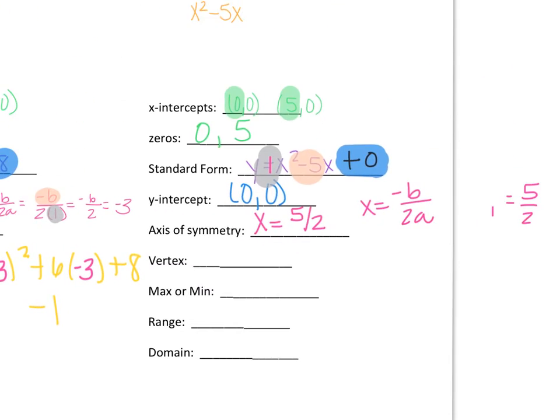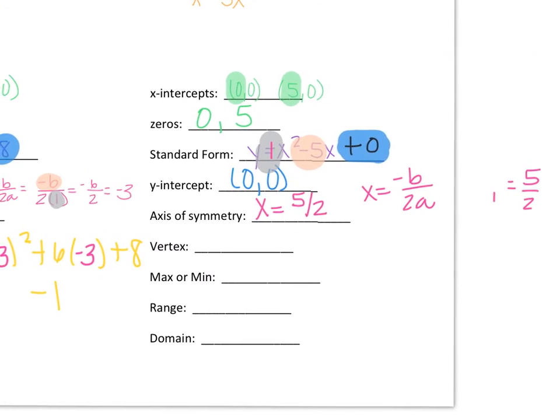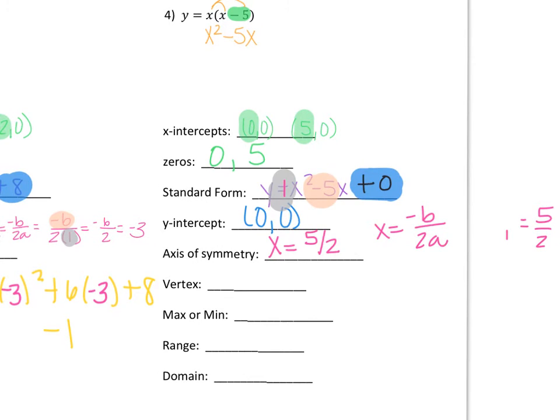And lastly, for problem 4, my standard form was x squared minus 5x. I'm not going to worry about putting this plus 0 here because 0 doesn't change anything when I add it to my problem. And instead of x, I'm going to put 5 over 2 in here.